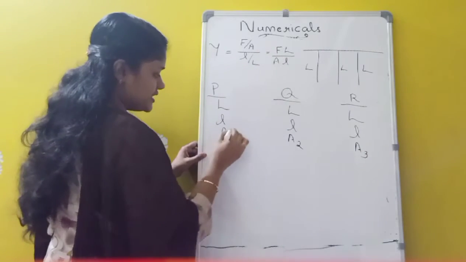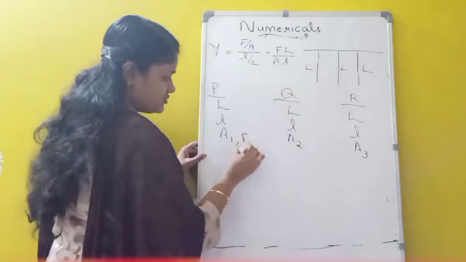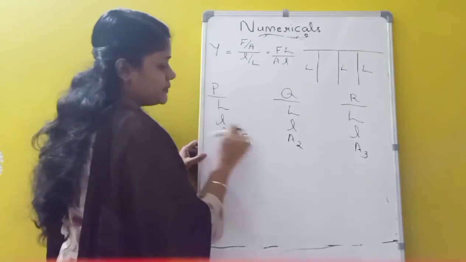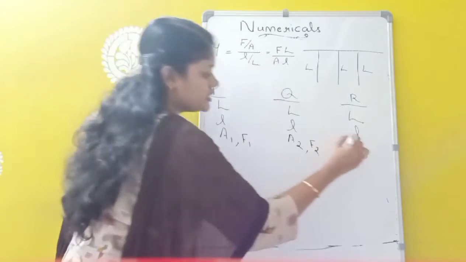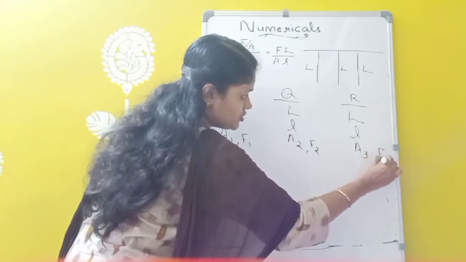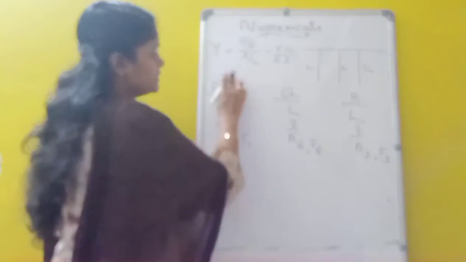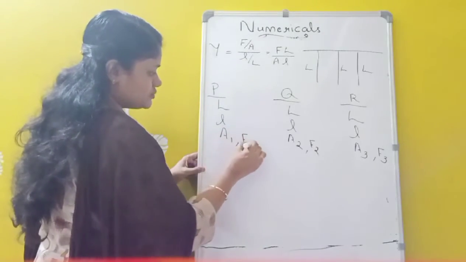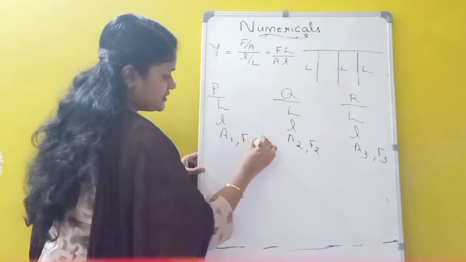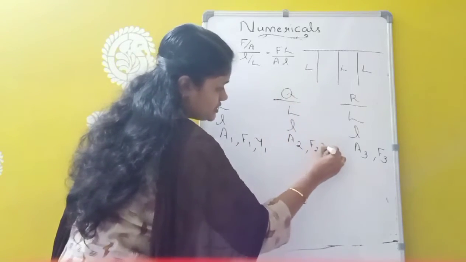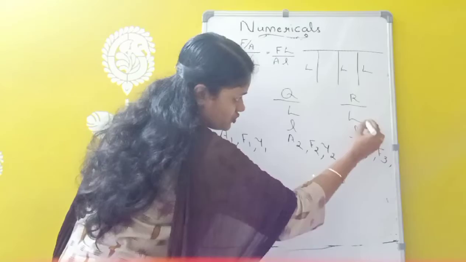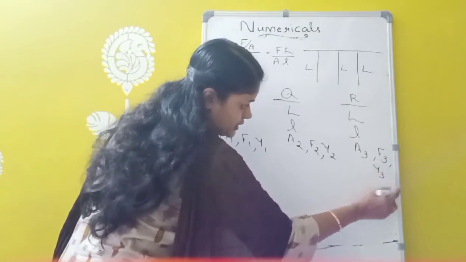And similarly force acting I am taking here F1. So F1 is the force acting on this wire P, F2 is the force acting on wire Q, and F3 is the force acting on wire R. Then Young's modulus: for wire P I am taking Y1, for wire Q Y2, and for R Y3.